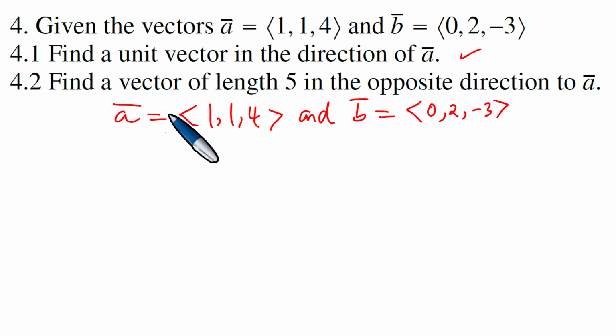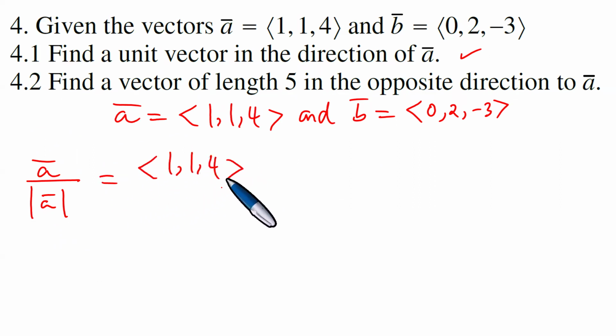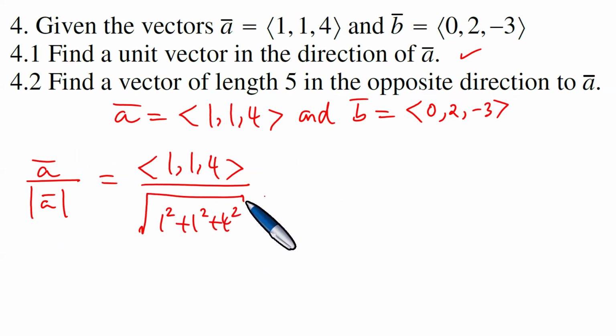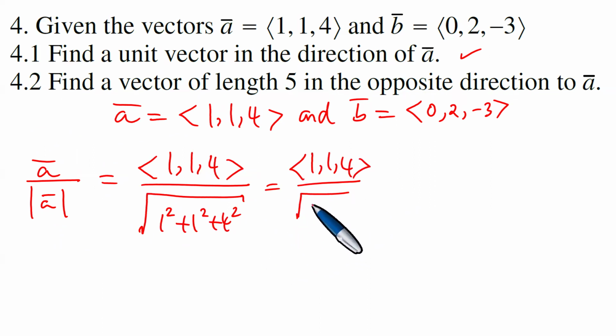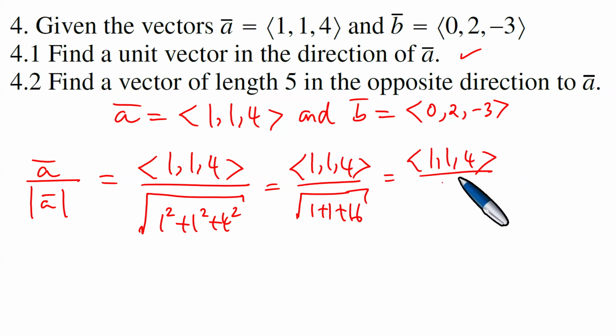Given the vector A with the components 1, 1, 4, and the vector B with the components 0, 2, -3, find the unit vector in the direction of vector A. So that would be the vector A divided by its length. Therefore, the vector A is (1, 1, 4) divided by the square root of 1 squared plus 1 squared plus 4 squared, which is 1 plus 1 plus 16, because 4 squared is 16 and 1 squared is 1. That is the square root of 18.